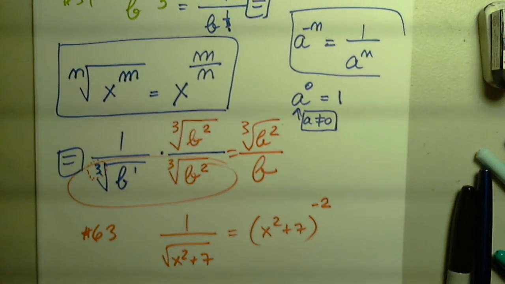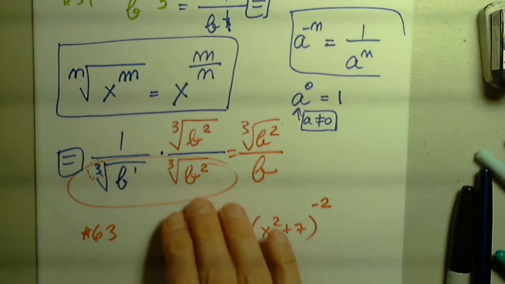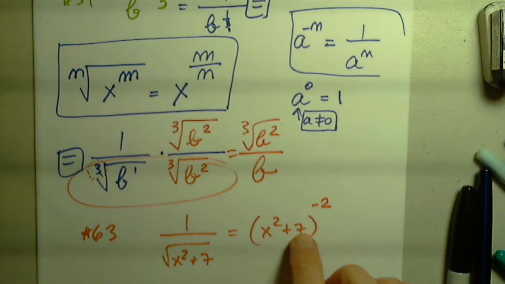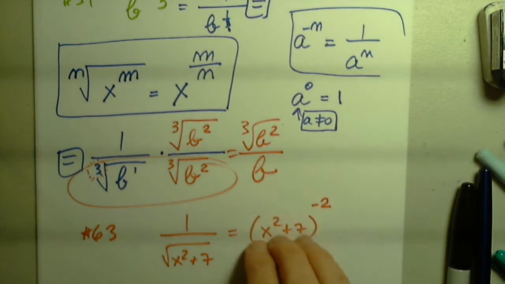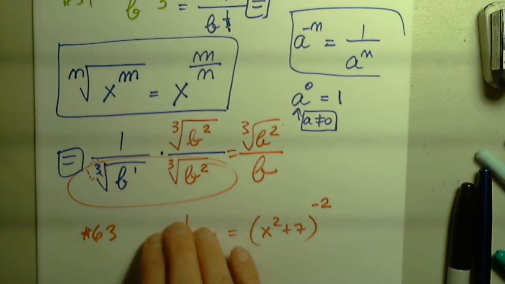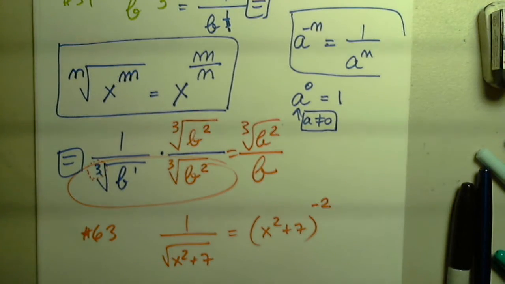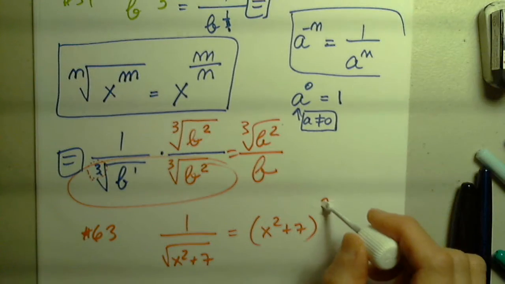Wait, what were you asking? I want to change this into x squared plus 7 to a power, so that this piece is exactly this piece. Is it 1?